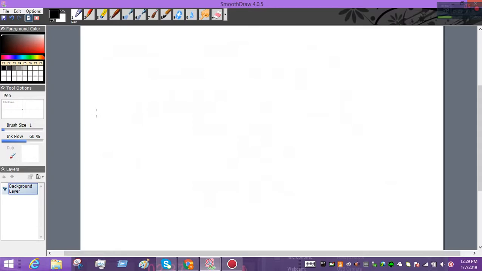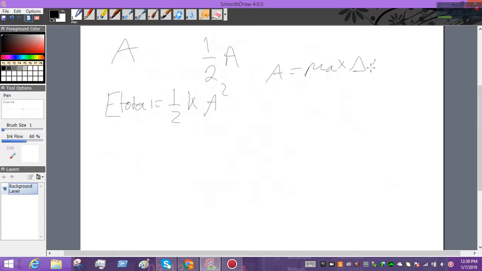Okay. Next question. A block is attached to an ideal spring and undergoes simple harmonic motion about the equilibrium position x equals 0 with amplitude A. What fraction of the total energy is kinetic energy when the block is at position 1/2 A? So at 1/2 A, we want to know the fraction of total energy that is kinetic energy. We know that E total equals 1/2 k A squared, because amplitude equals max delta x. So that's our total, right?